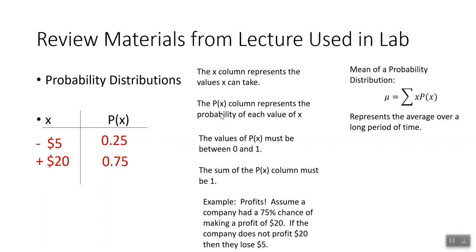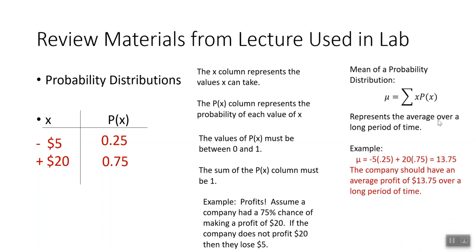You can also find the mean of a probability distribution like this by taking each value of x times its probability and adding the values together. That will give us the weighted average, which is the average over a long period of time. For our example, our average would be 13.75, meaning the company should have an average profit of $13.75 over a long period of time.